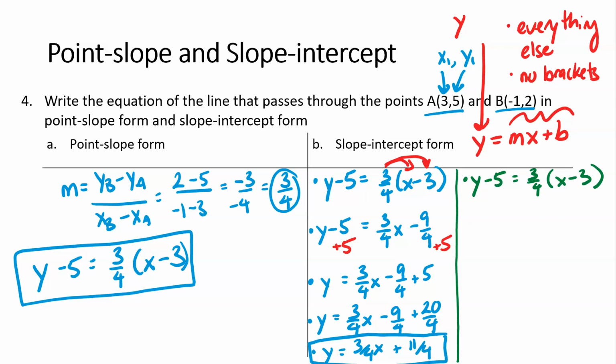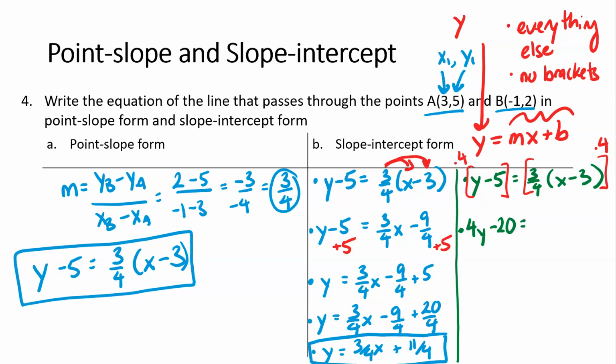Now, what we're going to do is get rid of this fraction first, and we'll do it by multiplying by the denominator 4. So we're going to multiply the whole right side of the equation by 4, and we're going to multiply the whole left side of the equation by 4 as well. So let's look at our result. On the left side, we'll have 4 times (y minus 5). So 4 times y is 4y. 4 times negative 5 is negative 20.